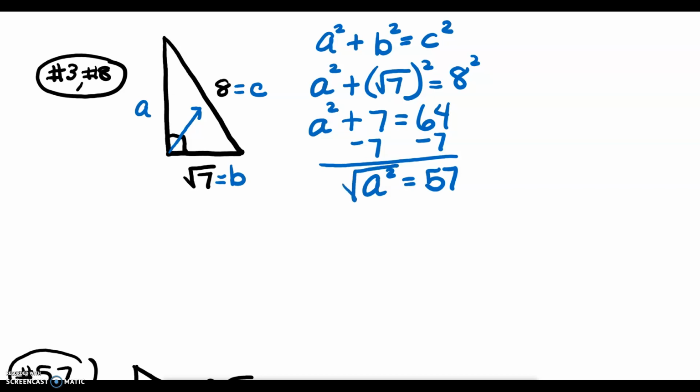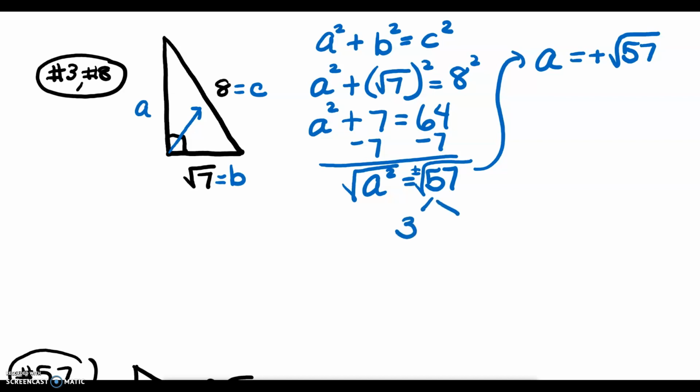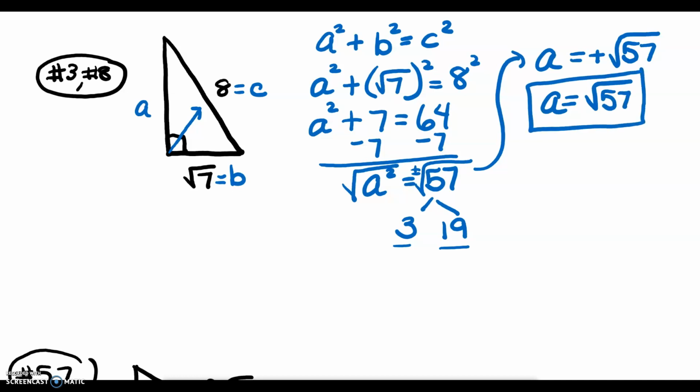All right, so let's see if 57 can be reduced. When we take that square root, I'm going to take the square root of both sides, and I get A equals plus or minus the square root of 57, and I know that when I take the square root of something squared, the square root and the square cancels out. I'm going to work with the positive radical 57 because this is a distance. Well, I know that 3 goes into 57. It goes in there 19 times. And since 3 and 19 are prime, I have no groups of 2. So I believe A is just going to equal the square root of 57, and we're done.